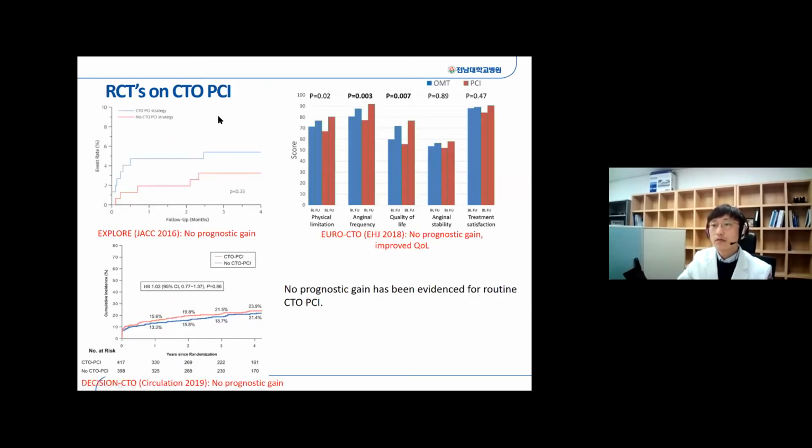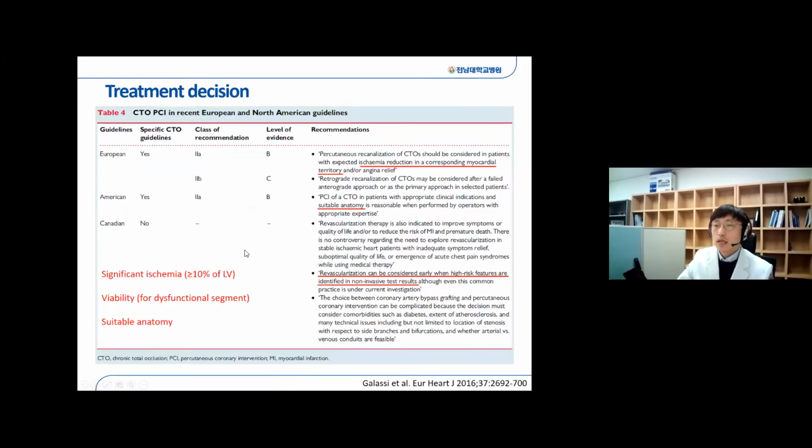Here, these are the randomized clinical trials on CTO PCI, and there was never prognostic gain when the PCI revascularization was routinely performed. So we should selectively suggest revascularization for CTO in a specific group of patients. Then what kinds of patients? According to the European and American guidelines, there should be significant ischemia, which is defined as more than 10% of the left ventricle. This is the identical cutoff for stable chest pain.